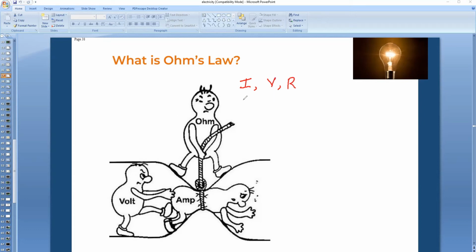Now, what is electric current? The flow of charged particles in unit time. What is electric potential? Work done by the charged particle. And resistance is the opposition to the flow of charged particles. The relation between I, V, and R we can name as Ohm's law.